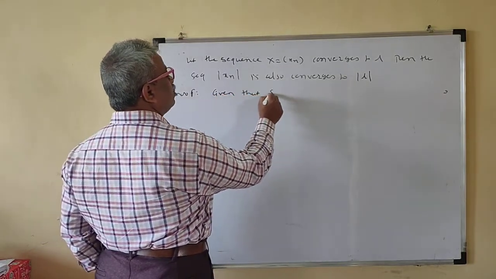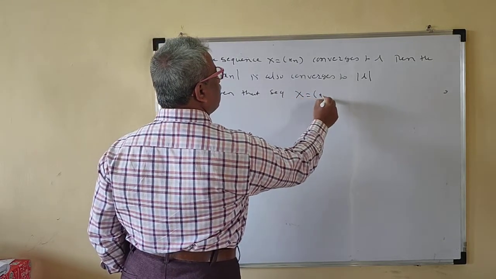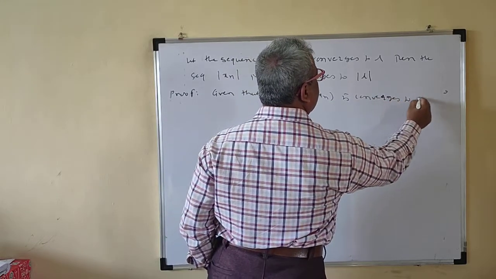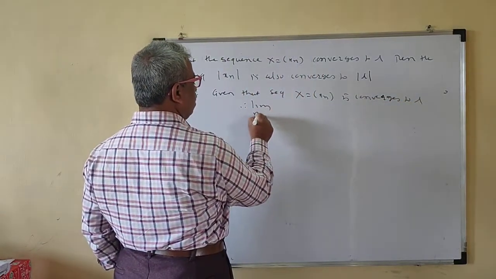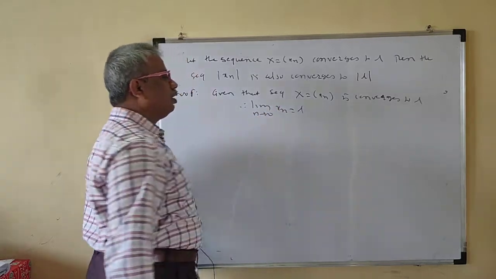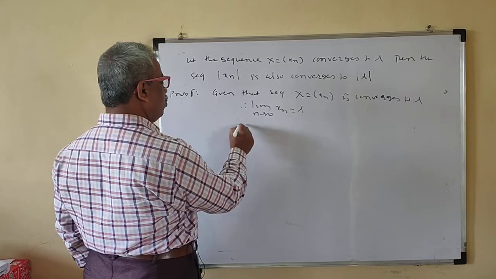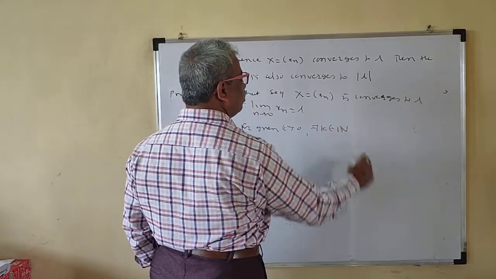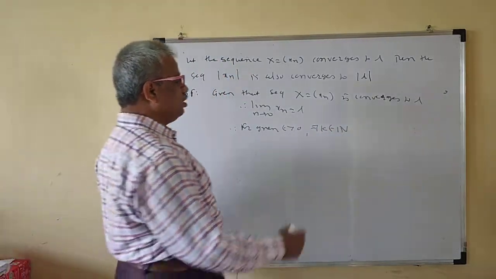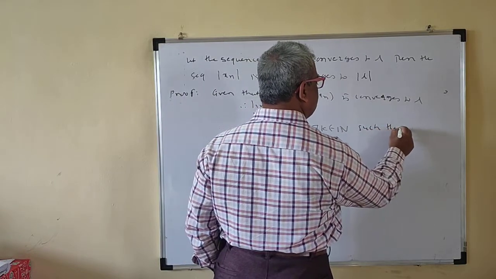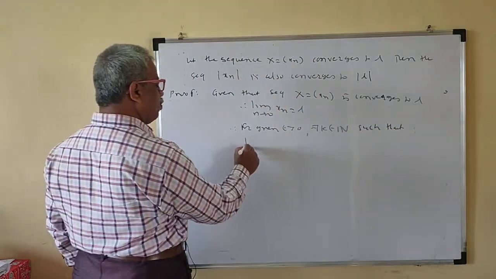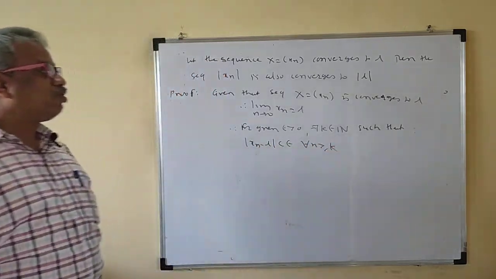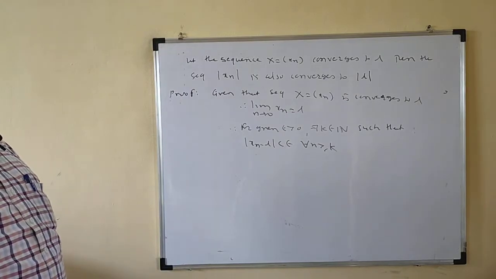Given that the sequence x equal to xn converges to l, therefore the limit as n tends to infinity of xn is equal to l. Therefore, for given epsilon greater than 0, there exists k belonging to N such that mod of xn minus l is less than epsilon for all n greater than or equal to k. And what you have to prove is that mod of xn also converges to mod of l.